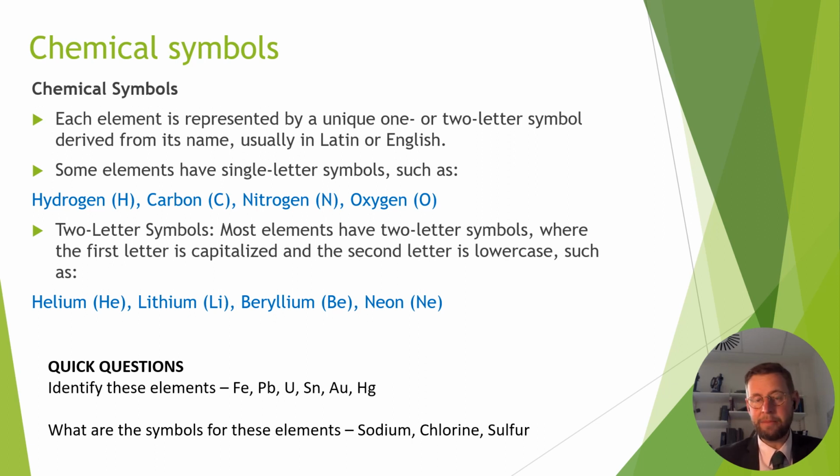Occasionally, where more than one element exists that begins with the same letter, a second letter is brought in. Like, for example, we couldn't call helium H because hydrogen is H. So we call helium He with a capital H and a lowercase e. Other examples include Li for lithium, Be for beryllium, and Ne for neon.